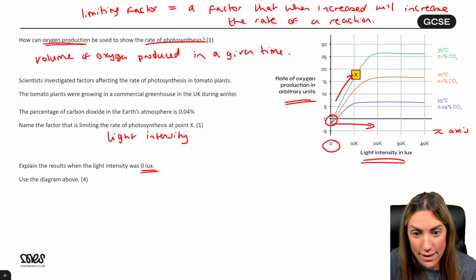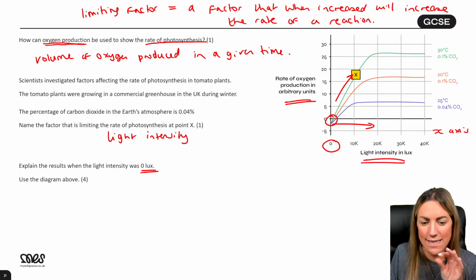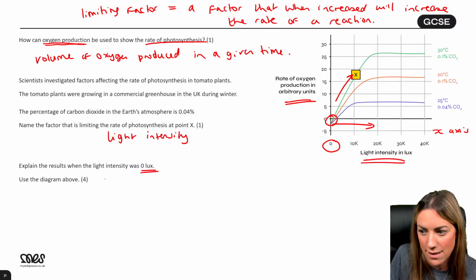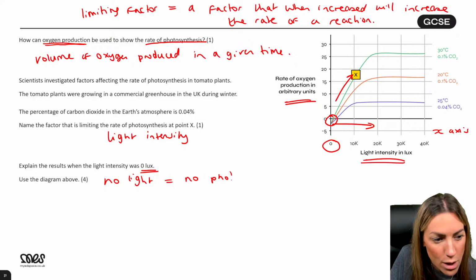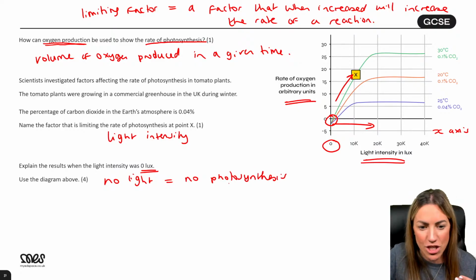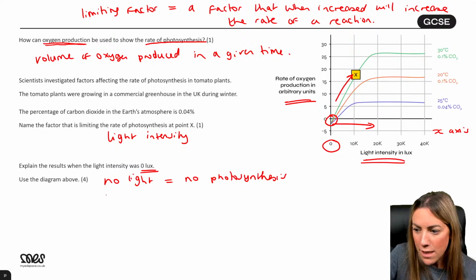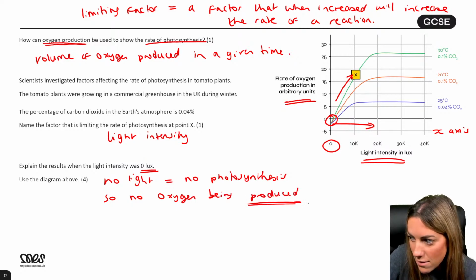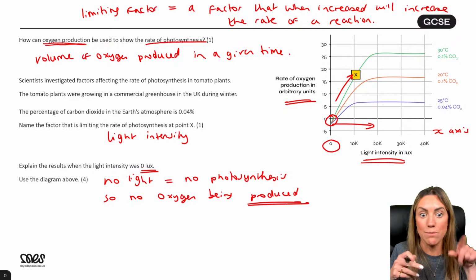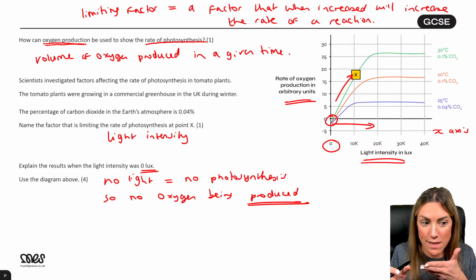Right. Guys, don't just say little photosynthesis. There's literally 0 light. There's no light. There's no photosynthesis. Don't be polite about it. No light means no photosynthesis. Because there's no light, there's no energy for photosynthesis. So no oxygen being produced. Because photosynthesis produces oxygen. There's no photosynthesis because there's no light, so there's no oxygen being produced.